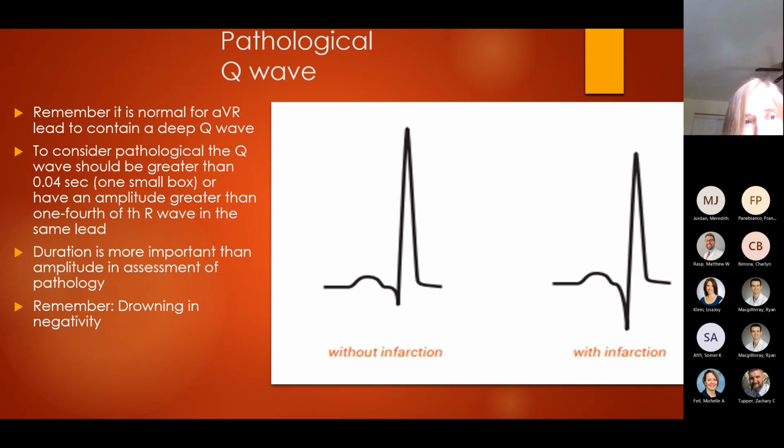To consider pathological, the Q wave should be greater than 0.4 small box in duration here. And it has to be 1/4 of R wave in amplitude. And duration is more important than amplitude. And as you can see, this is normal without infarction. With infarction, everything is going to be dragged down. So negativity happens with infarction here.